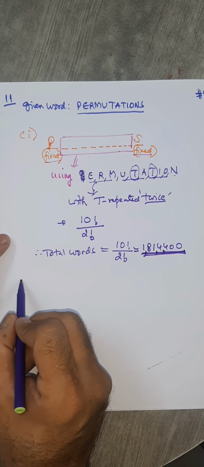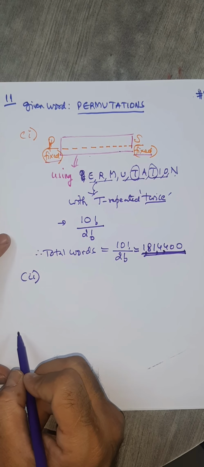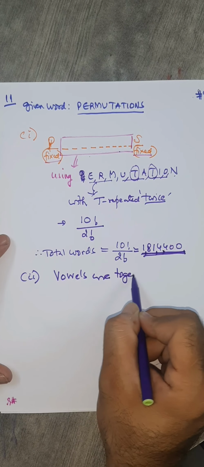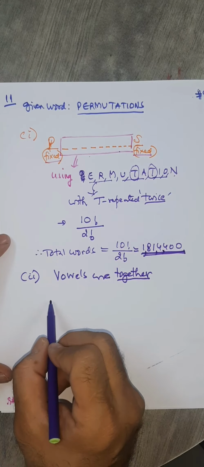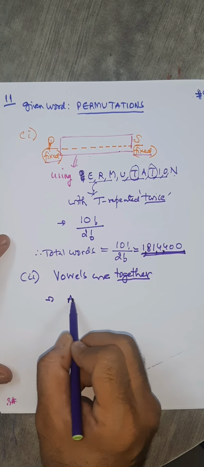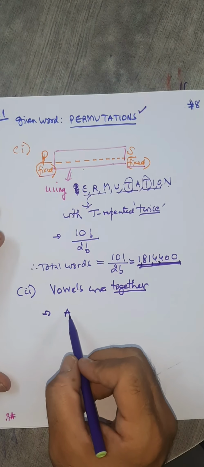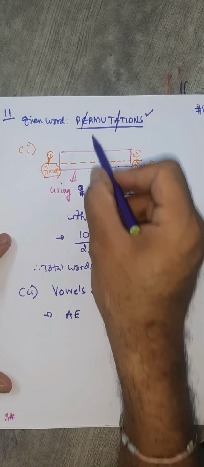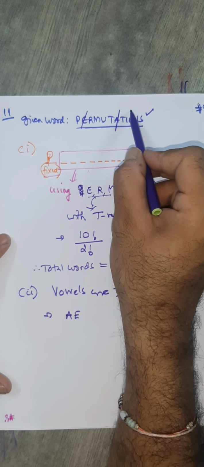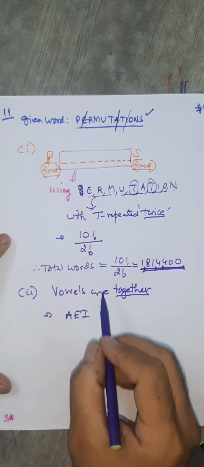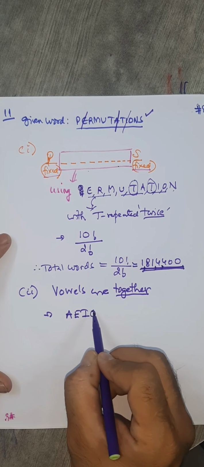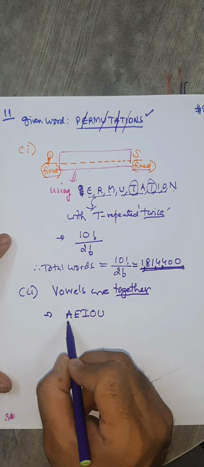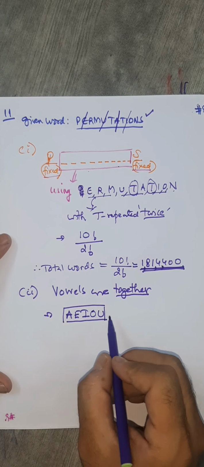Next, the second sub-question. Vowels are together, that's given to you. All vowels should come together. You know how to do this: make the vowels one object. What are the vowels here? One is A, then E, then I, then O, and U as well. Keep them together and make them one object. Next to it, make a list of all the others.